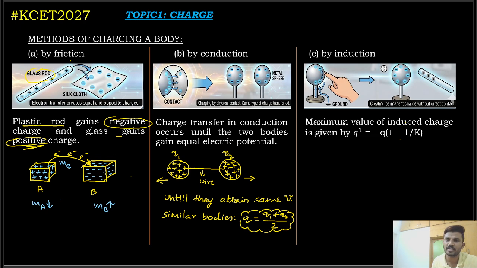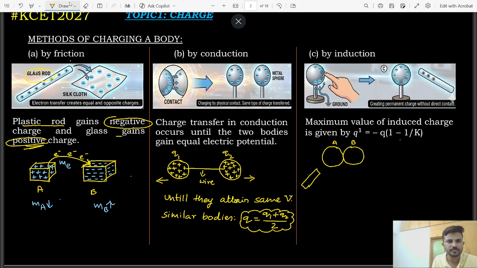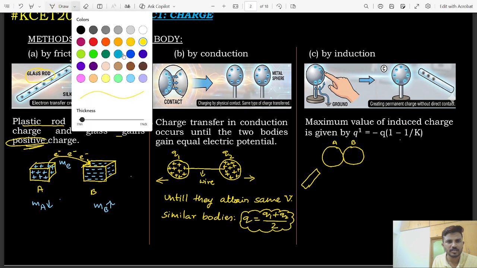Next we have charging by induction. Here there will be no physical contact between the charged body and the uncharged body. So how is that possible, sir? Let's consider here we have two bodies. This is body A, this is body B. Both are uncharged, but they are in contact. So I'll bring a charged body, but I won't touch that charged body to the uncharged body. A and B are uncharged bodies.